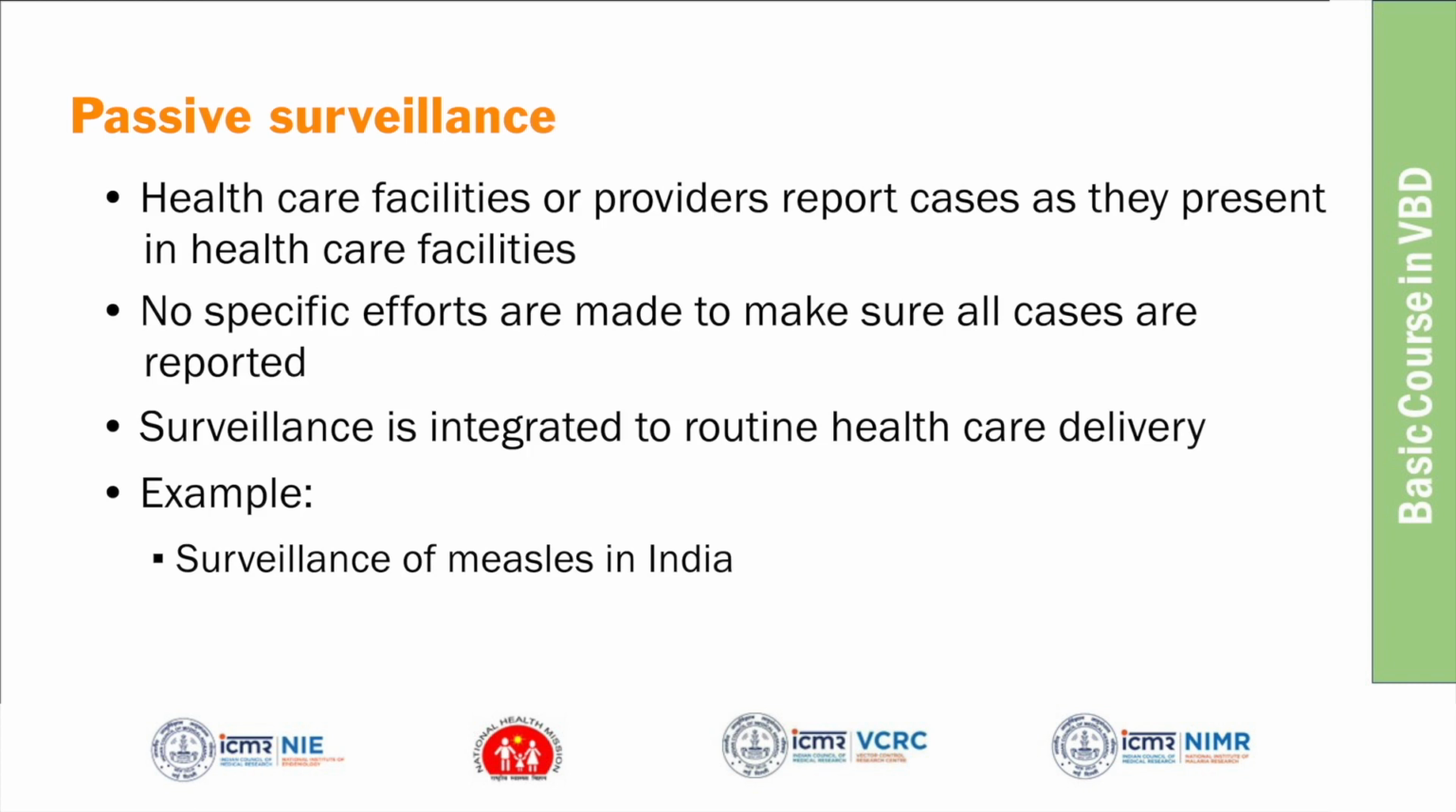So, an example of passive surveillance. Most of the surveillance systems are passive surveillance systems. Healthcare facilities or providers report cases as they present in healthcare facilities. There, we need not make specific efforts to collect this data, and this surveillance system is already integrated with the healthcare delivery system. Example, surveillance of measles in India. Like IDSP, we are routinely collecting the data.